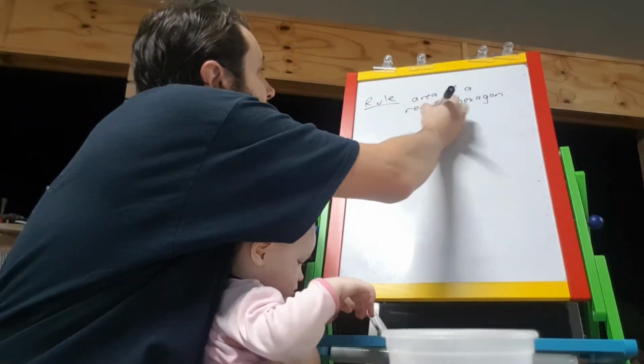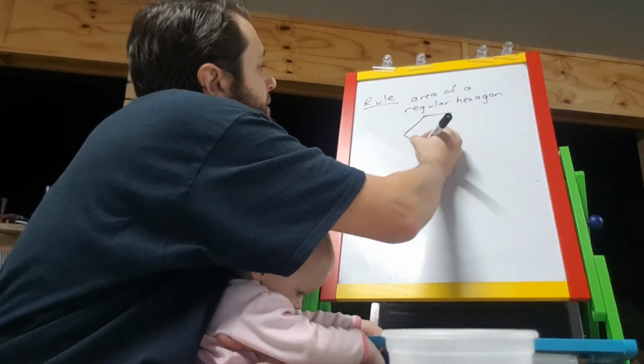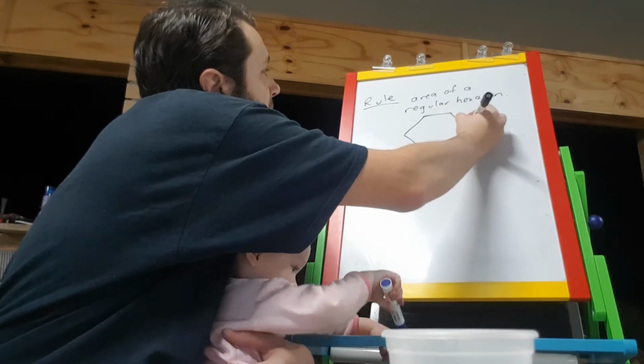So a regular hexagon is a six-sided object. Looks a bit like this.